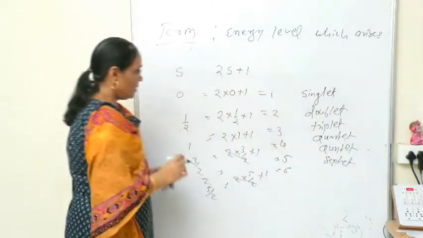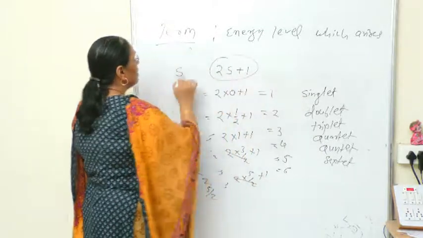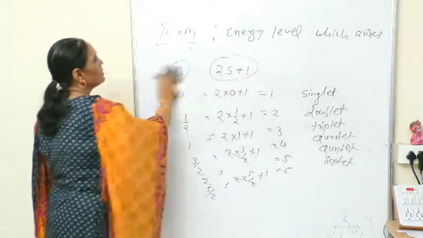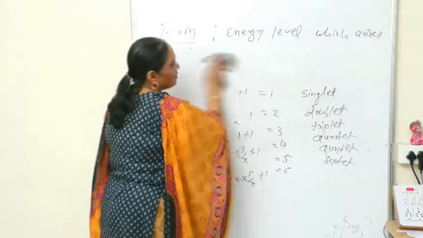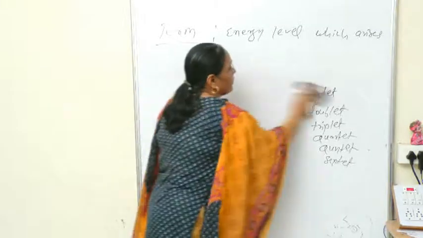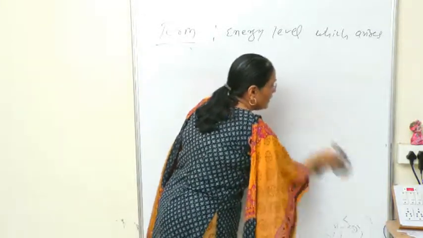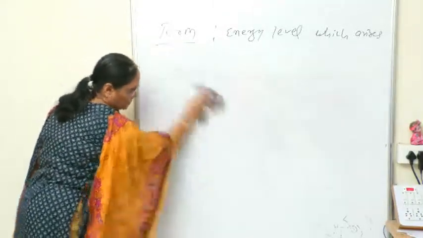In this way, the spin multiplicity of the term, 2S plus 1, depends upon the total spin of the configuration, that is the number of unpaired electrons. Next, we will see what is a microstate.